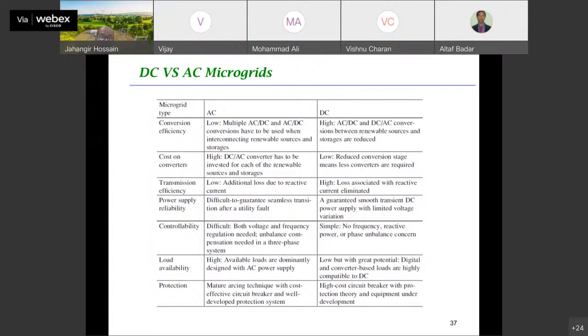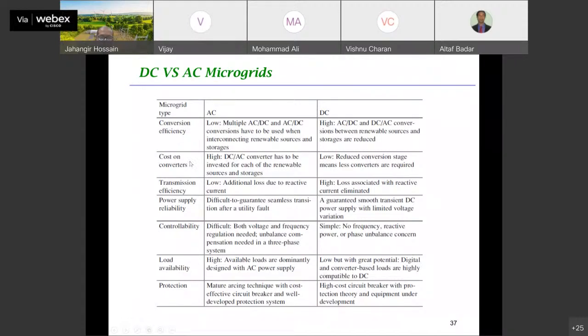If you think about conversion efficiency, as I mentioned, DC has high conversion efficiency because you need fewer conversions. AC has lower conversion efficiency than DC because you need multiple AC-DC conversions. All the power electronics inverters and converters are very highly efficient, but still there are some losses.